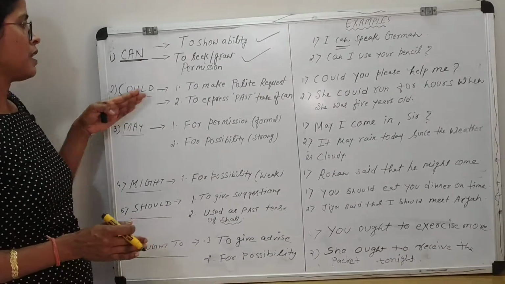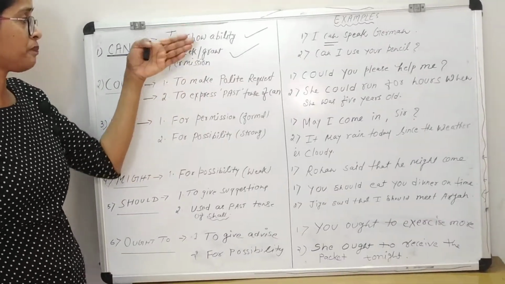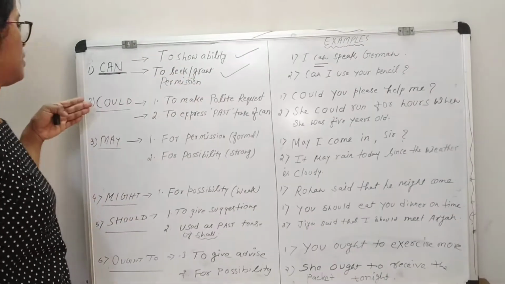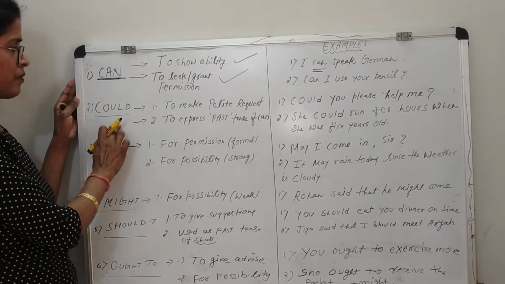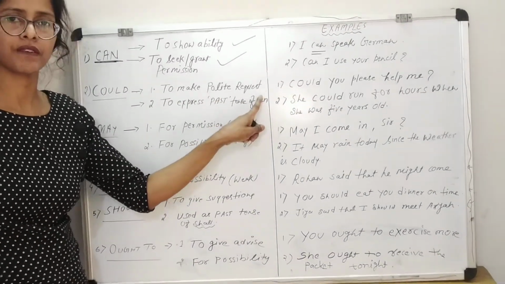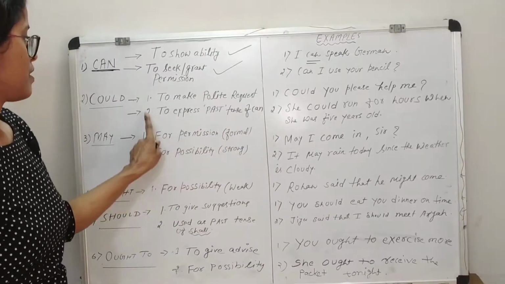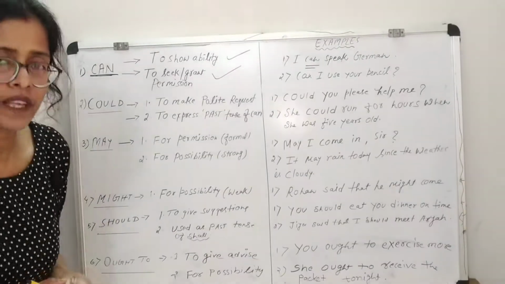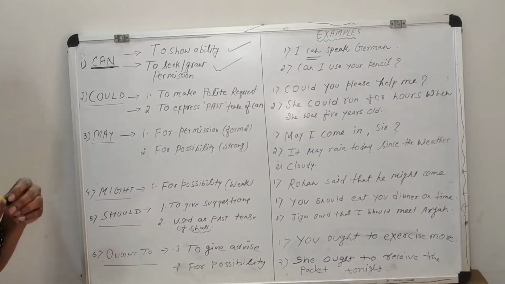Now come to could. I hope both these points are clear to you. Now could. Could, again, is used to make polite requests, right? And the second one, to express the past tense of can, right? I'll explain the first one.